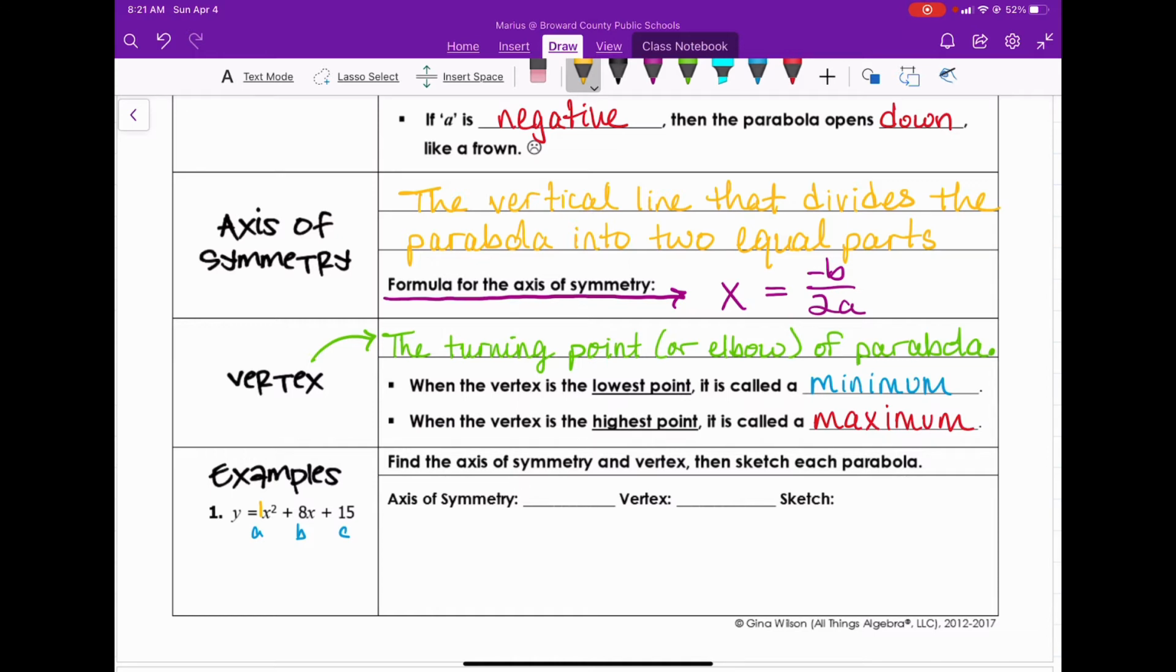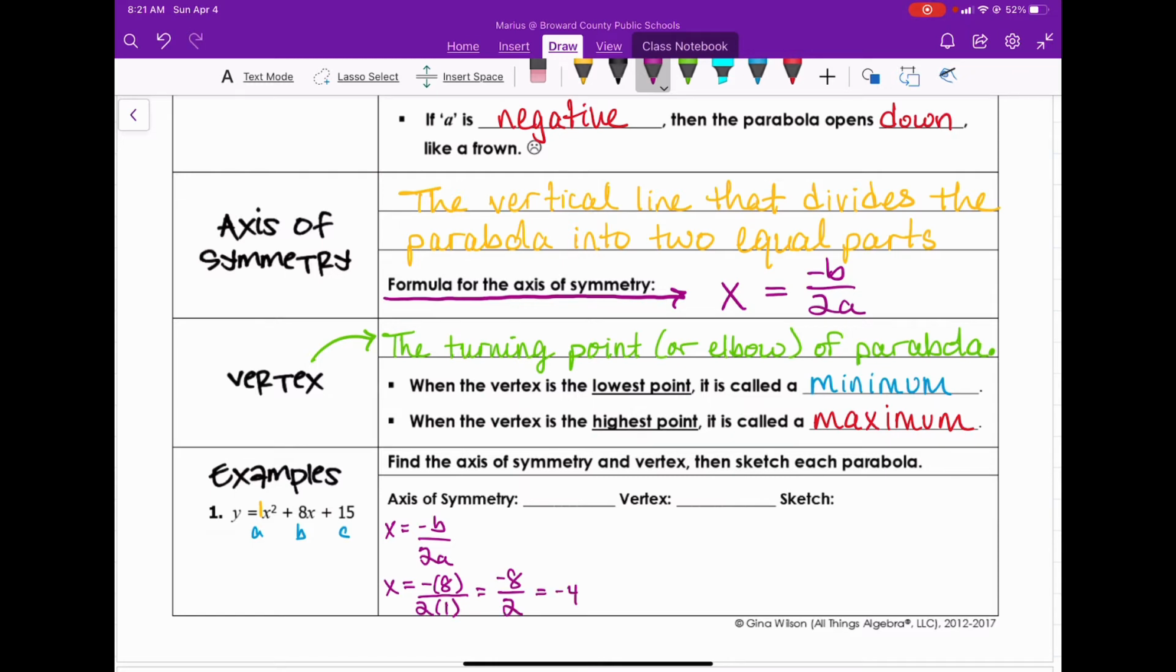The formula for the axis of symmetry is x equals negative b divided by 2a. That gives us x equals negative b, which is 8, so negative in parentheses positive 8, over 2 times positive 1, because a is positive 1. When we work that out, we get negative 8 divided by positive 2, which is equal to negative 4.